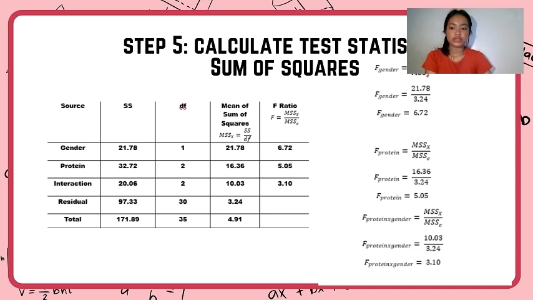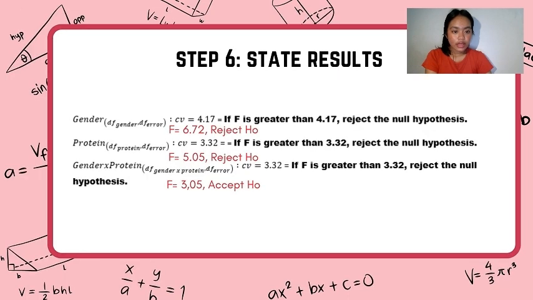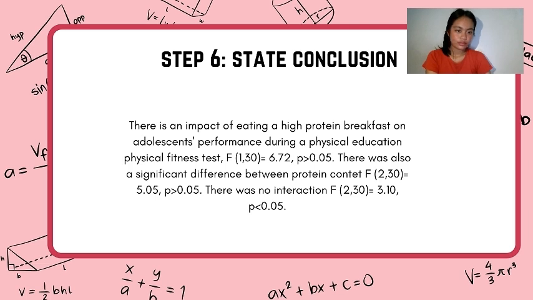So step 6, you state the rules. We discussed the decision rule before, so here it is. F equals 6.72, so we reject the H0. F equals 5.05, so we reject the H0. And F equals 3.10, so we accept the H0. And then you take the conclusion.